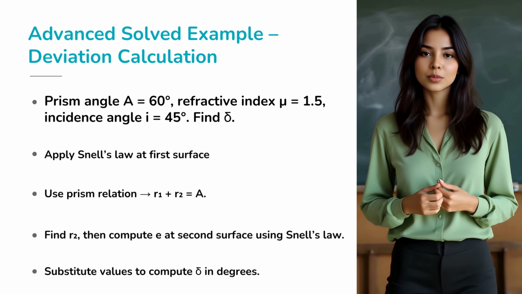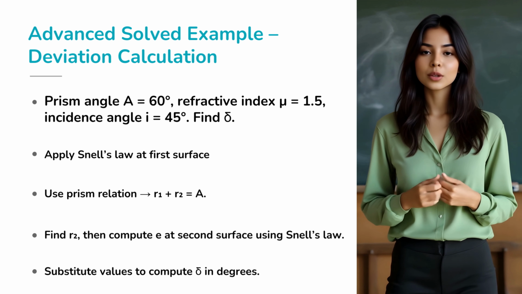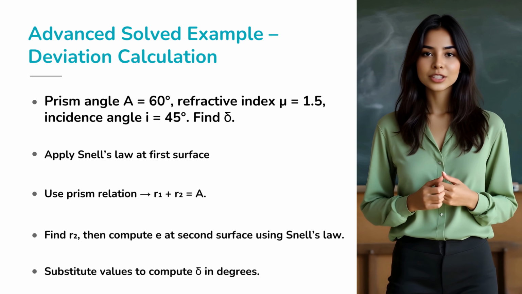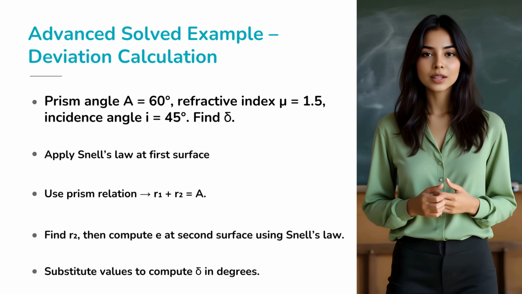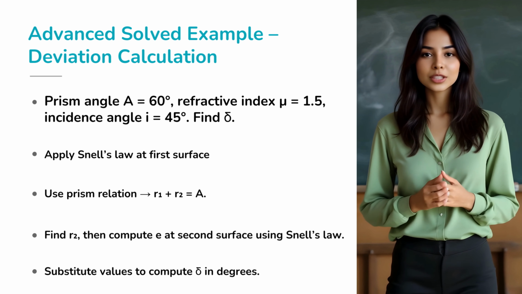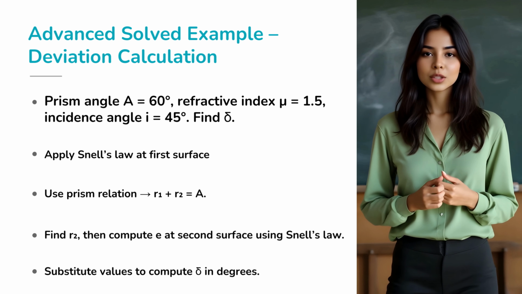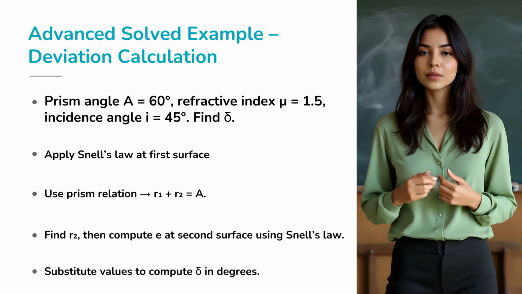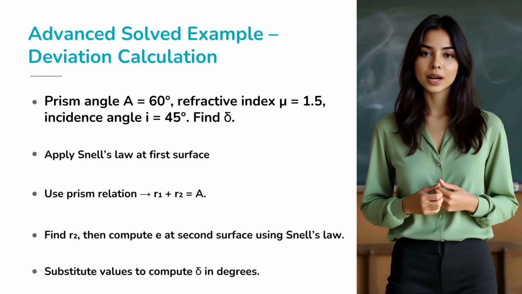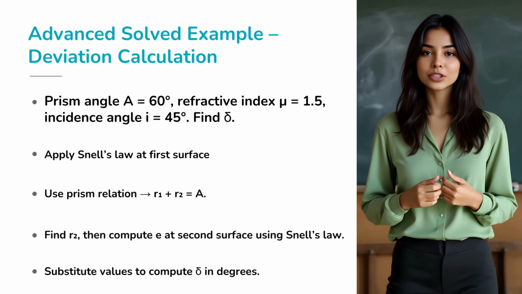Suppose we have a prism of angle 60 degrees made of glass with refractive index 1.5, and a ray strikes at an incidence angle of 45 degrees. What will be the deviation? We start with the formula delta equals I plus E minus A, where E is the angle of emergence. Step 1. Apply Snell's law at the first surface.